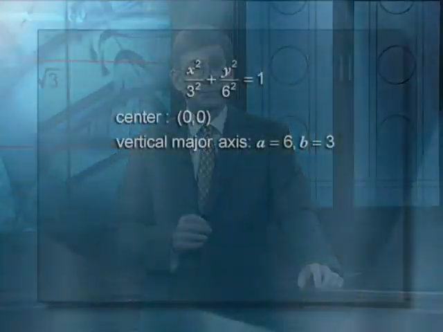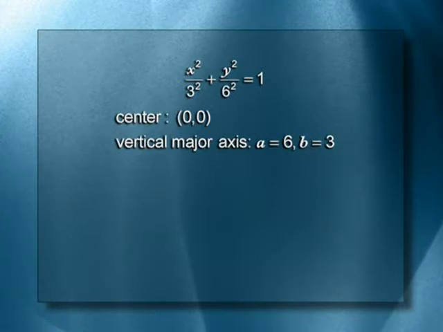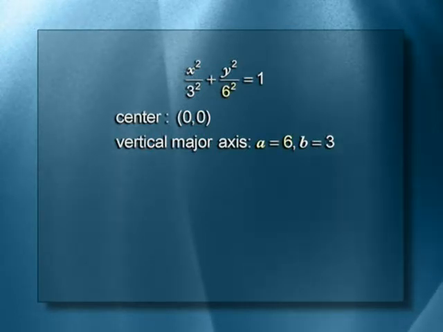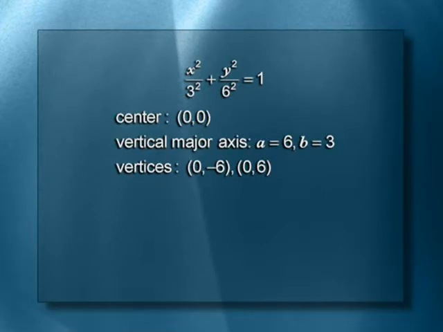So who are our characters here? What's A and what's B? Well, A is the larger, so A is 6 and B is 3. Okay, good. Where's the center of this ellipse? Thank goodness, it's at the origin. So the center's at 0, 0, and A is 6, and B is 3. So it's a vertical major axis, isn't it? Because the larger number, 6, is below the y term. So the vertices are 6 units away from the center. They'll be at 0, 6, and 0, minus 6. Good.